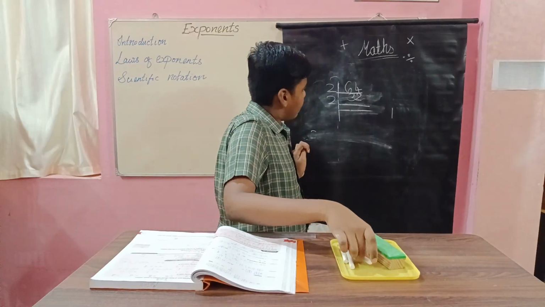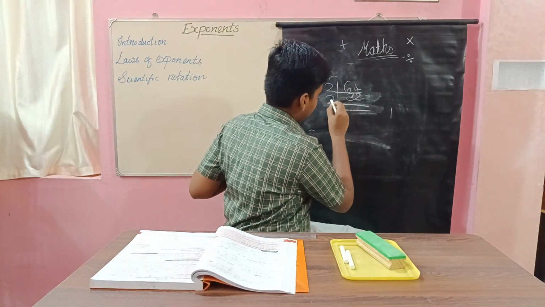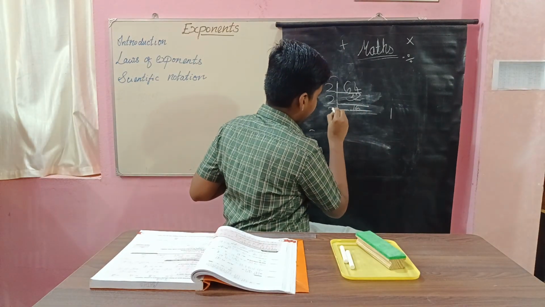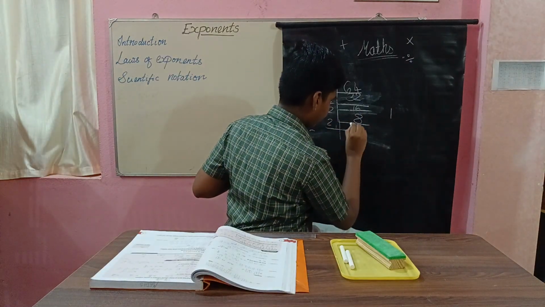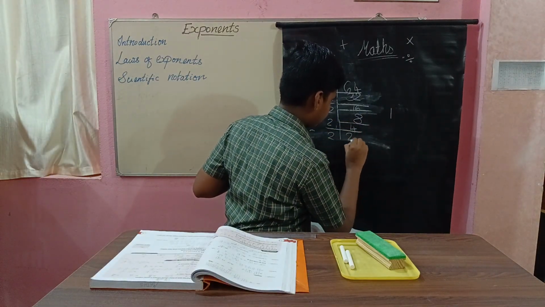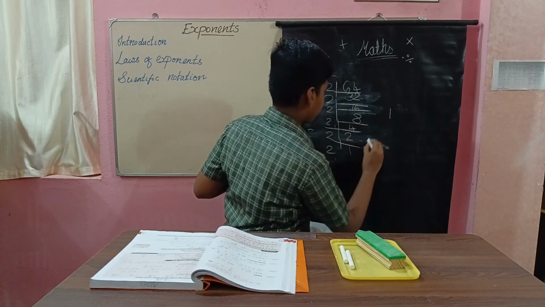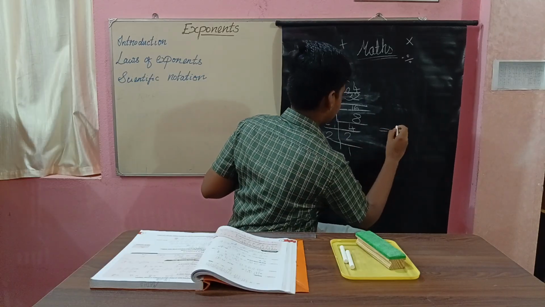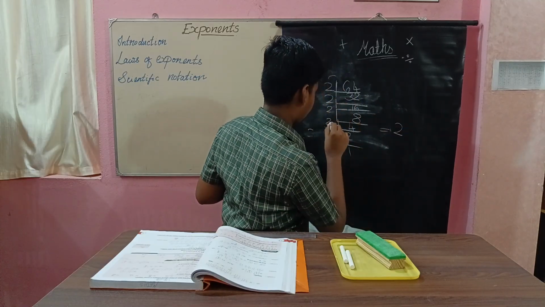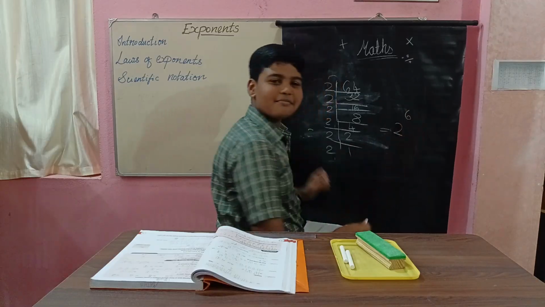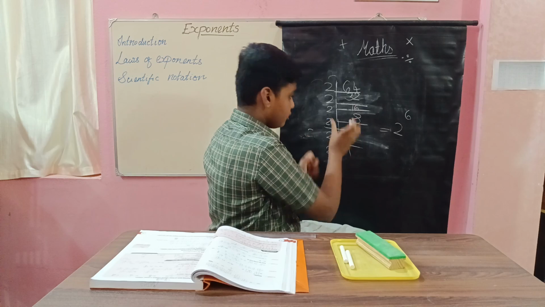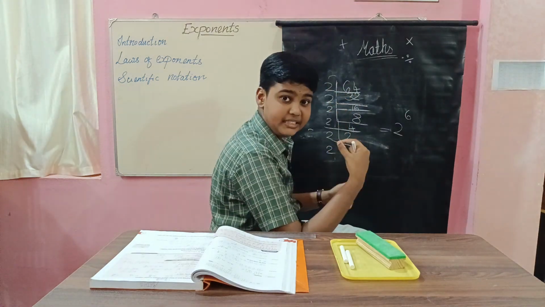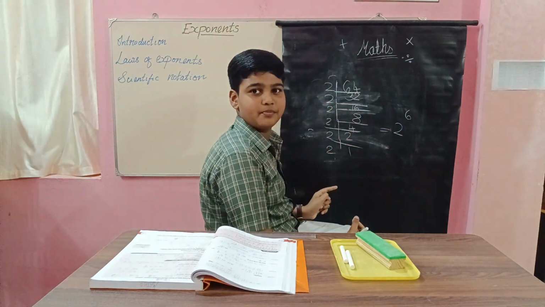So here, 32. 2s are 16. Then 2s are 8. 2s are 4. 2s are 2. 2s are 1. Which is equal to 2, 1, 2, 3, 4, 5, 6. Can you understand? Simple. I split it into many smaller bits with the same number.